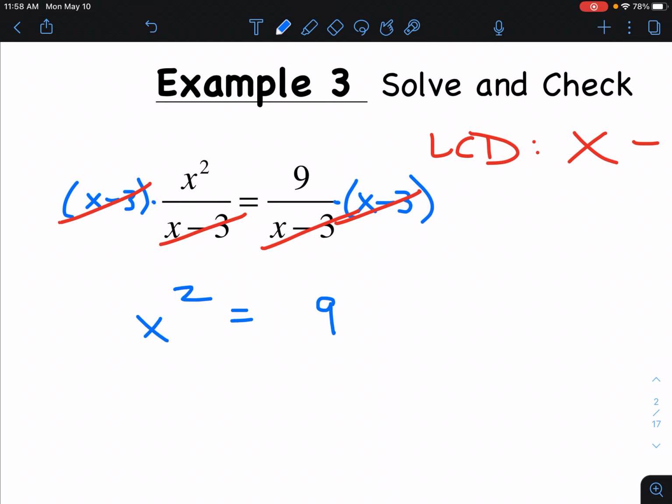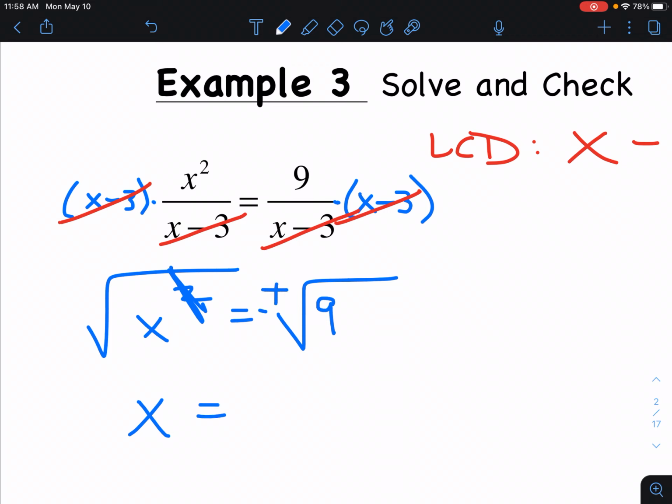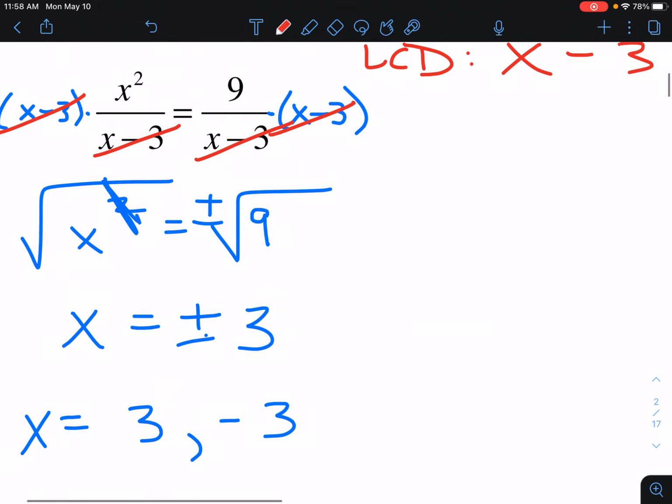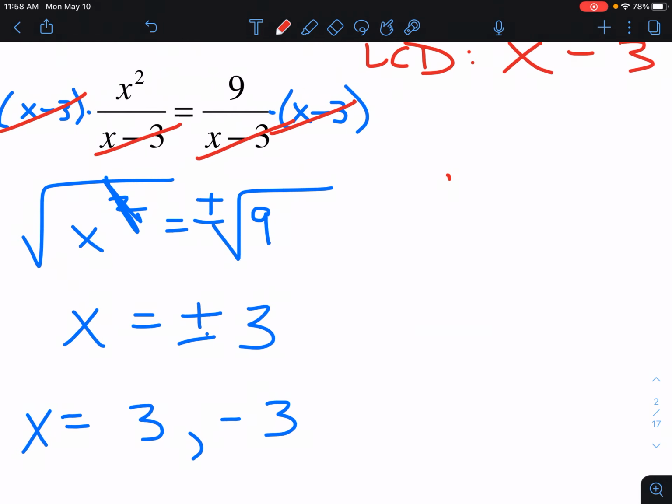Remember, we can just simply square root both sides. But remember, when you do that, to get rid of the exponent of 2, you've got to throw in a plus minus. And then the square root of 9 is 3. So your two possible answers are 3 and negative 3. Now let's do our checks. Maybe one of them doesn't work out. Maybe both don't work out. So I'll check 3 first.